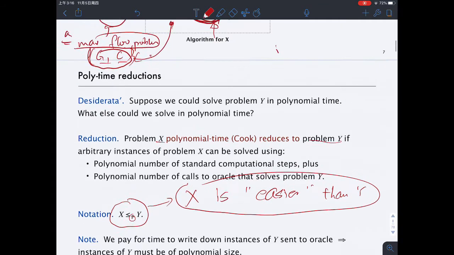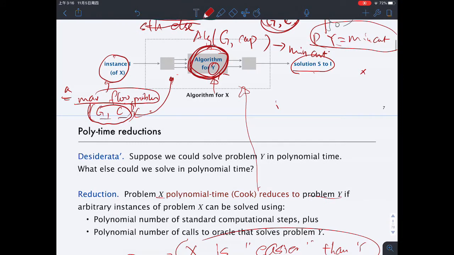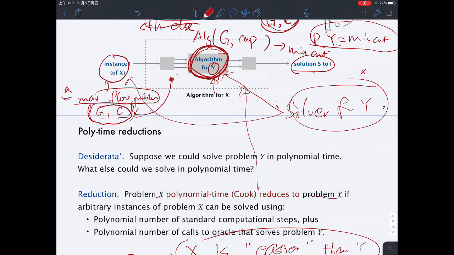This is because by looking at this figure, we can see that if we have a solver for y, then the solver can also be used to solve x, right? So that means that the solver for y is more powerful than the solver for x. You can also think in the other way, so let me write this as more powerful, right?